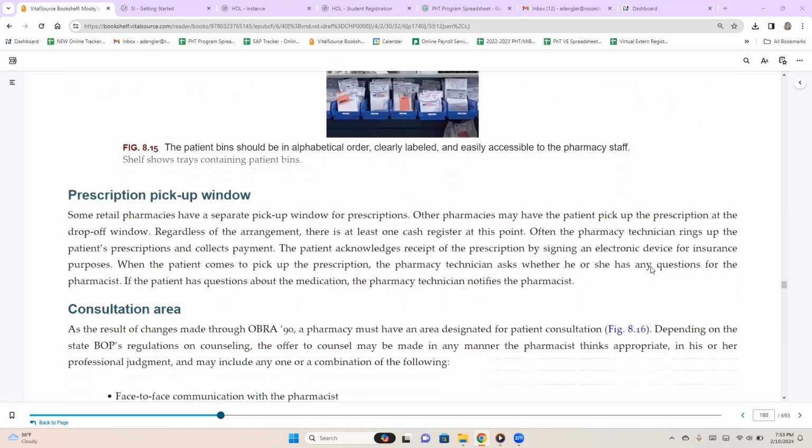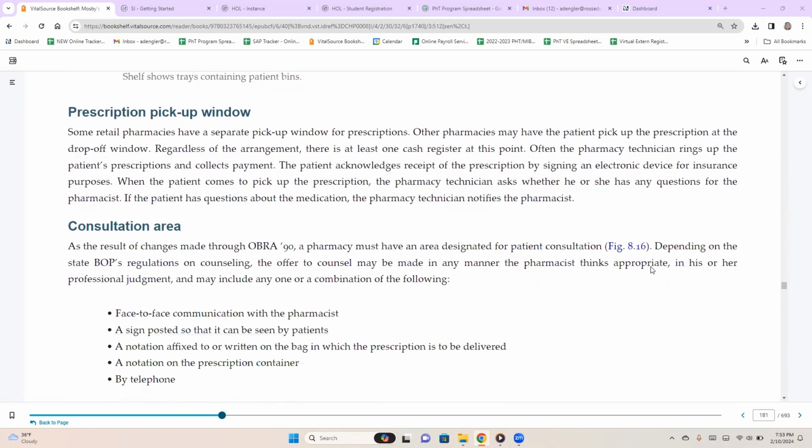Some retail pharmacies may have a separate pickup window for prescriptions. Other pharmacies may have the patient pick up the prescription at the drop-off window. Regardless of the arrangement, there is at least one cash register at this point. Once the pharmacy technician rings up the patient's prescriptions and collects payments, the patient acknowledges receipt of the prescription by signing an electronic device for insurance purposes.